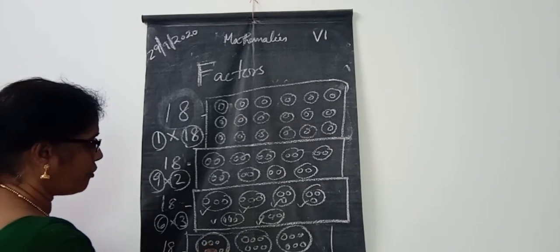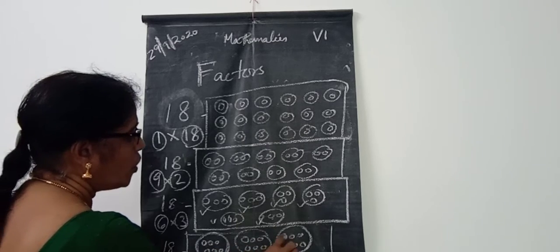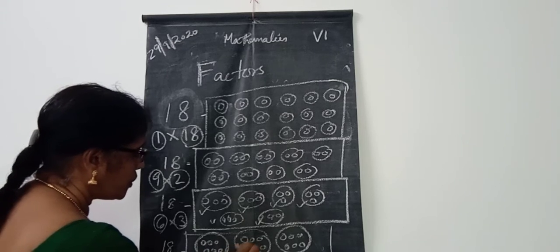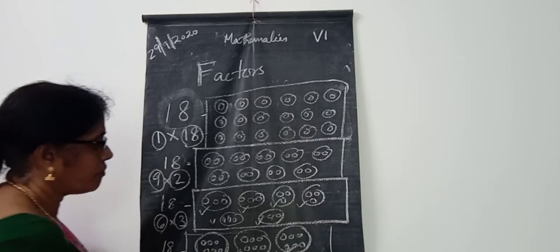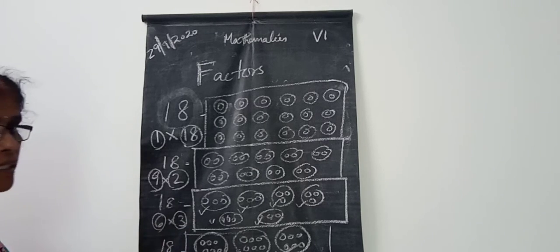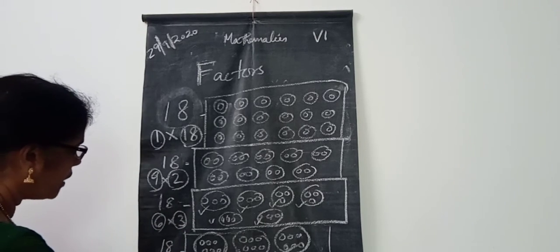Yes, 1, 2, 3, 4, 5, 6. Then how many of you got 1, 2, 3 children? That means 3 into 6, and 6 into 3. Those are the same factors, 3 and 6.